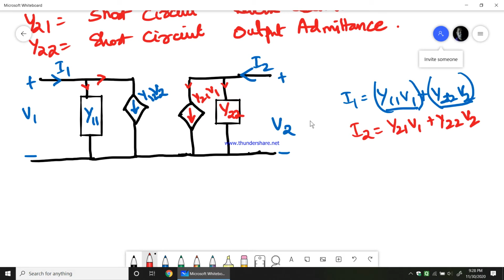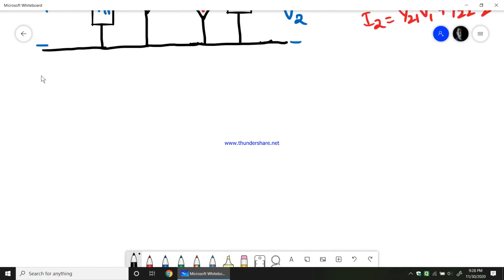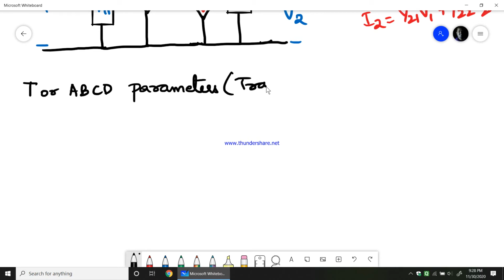So therefore this would be the circuit for admittance parameters. Okay, so now let us go with the next discussion, which is T parameters or ABCD parameters. We call this transmission parameters.